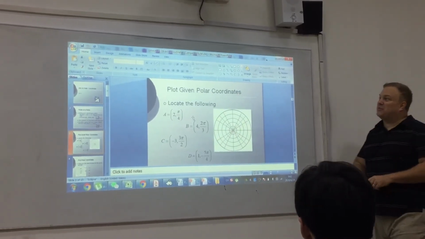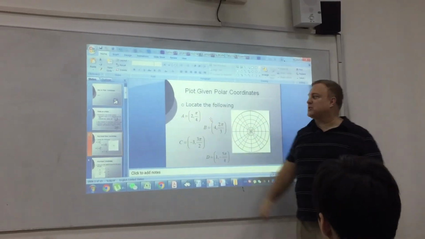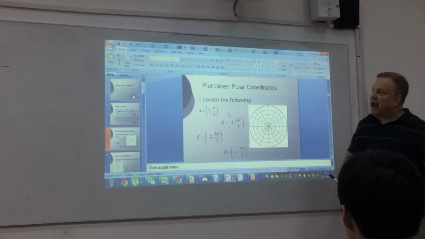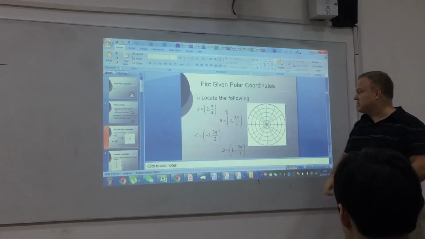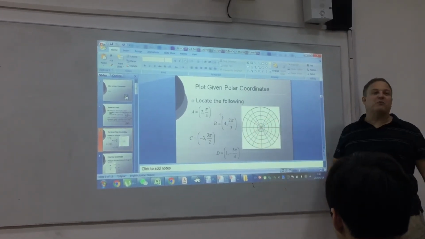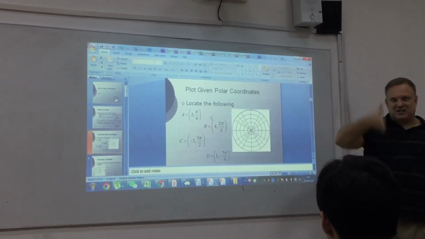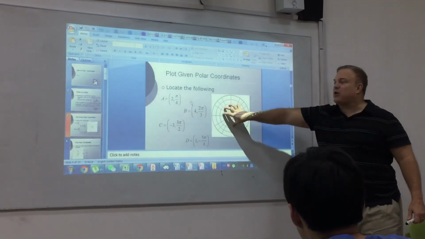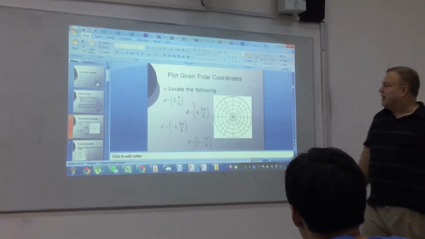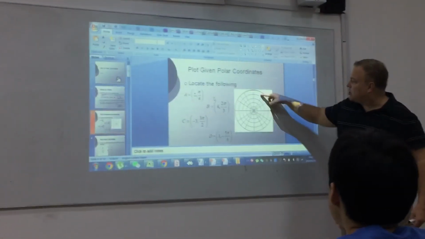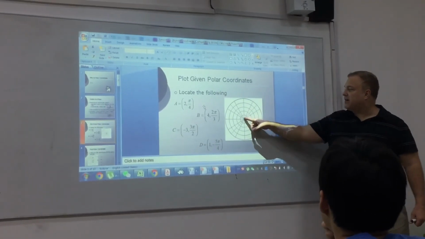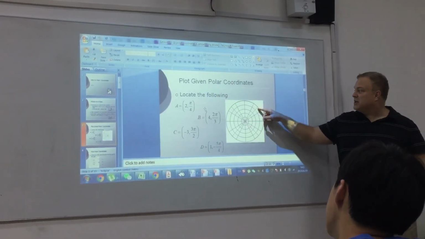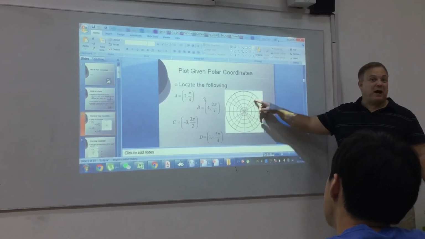Let's see if we can locate some points using polar coordinates. When you are graphing using polar coordinates, instead of having normal grid paper, which has vertical lines and horizontal lines, we can have what's called a polar grid. These lines right here correspond to angles. This one looks to be about 30 degrees, which is pi over 6. This one is 45 degrees, which is pi over 4.